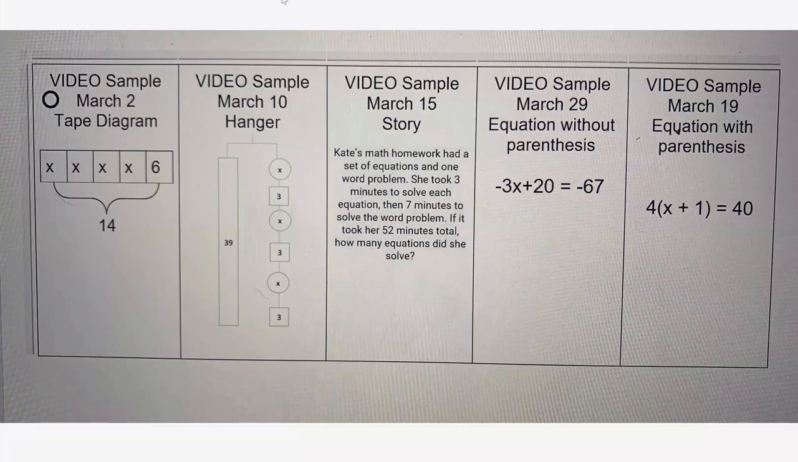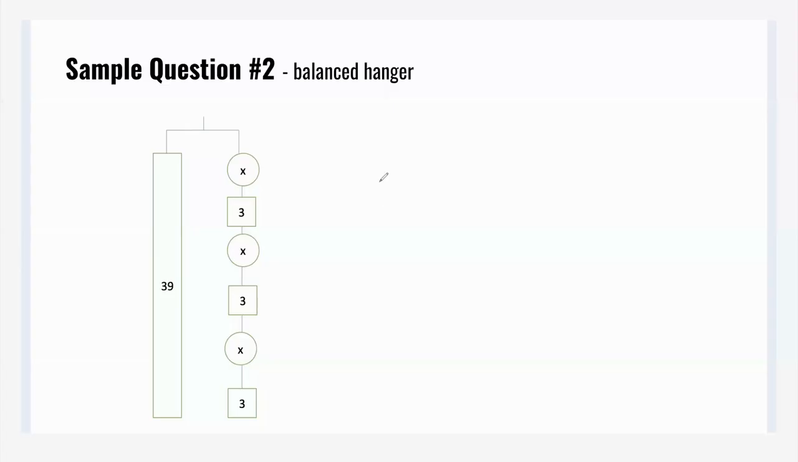Here's your video on second sample question right here. We're going to be working on this hanger example right here. Here is your balanced hanger. For a balanced hanger looking like this right here, there are a total of 2 ways for us to solve this. Let's do strategy number 1 at this time.